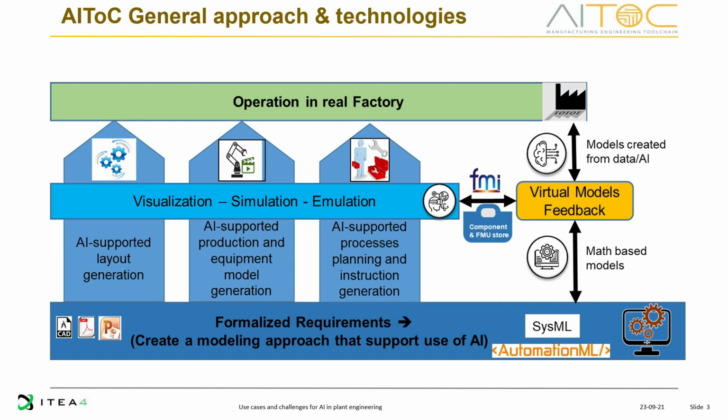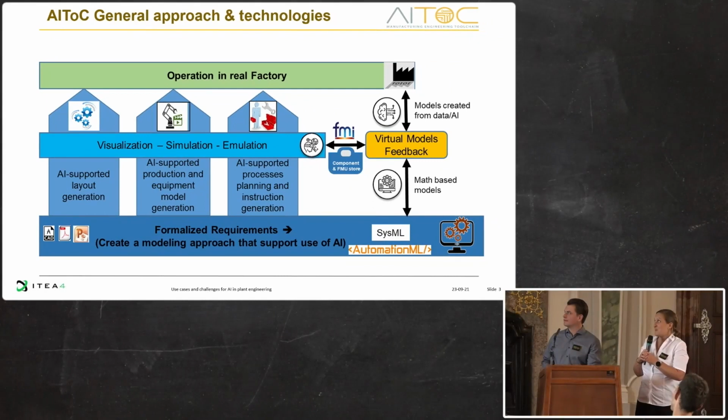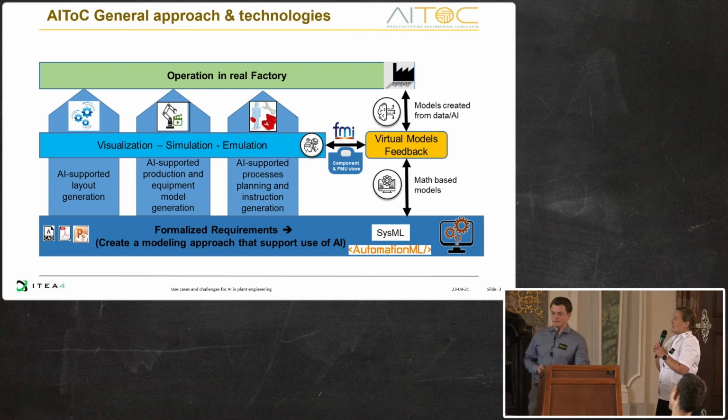One thing is that maybe you can use AI to support layout generation, because you have different alternatives which have to be investigated. You can use AI for the production and equipment model generation, because you need models to have a simulation. You need to have a representation of the real thing before it is there in practice. And we have the AI-supported process planning and instruction generation. So these are three different things we are looking into, and as you can see on the right side, we have a lot of different standards.